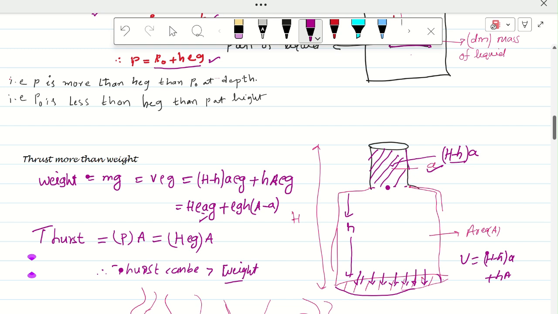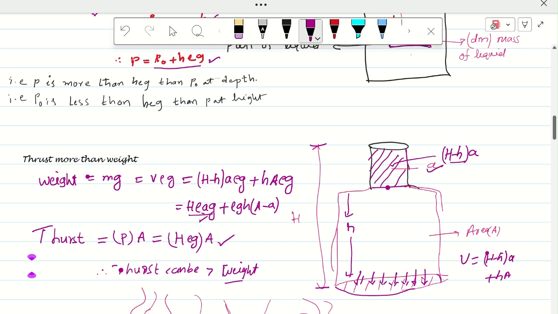Both are the same liquid. Then how much height of the liquid is there from the bottom? So that is H rho g into A, the pressure symbol. Pressure equal to H rho g, into A means thrust. Thrust is equal to force per perpendicular area. But mass is equal to volume into density.